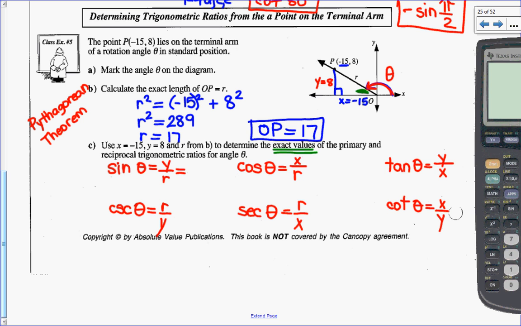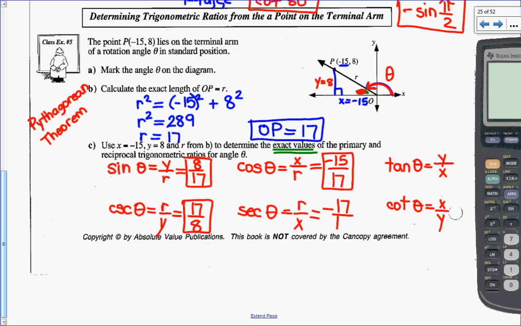Okay, our y is 8, our r is 17, so the sine of theta is the same as the sine of its reference angle, so the sine of theta is 8 over 17. And then its reciprocal would be 17 over 8. Cosine is x over r. Well, our x is negative 15 over our r, which was 17. So the cosine of the reference angle is the same as the cosine of theta. And then the reciprocal would be negative 17 over 15. You just flip the numbers.